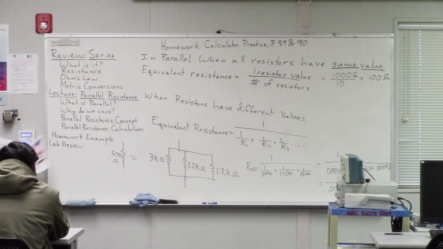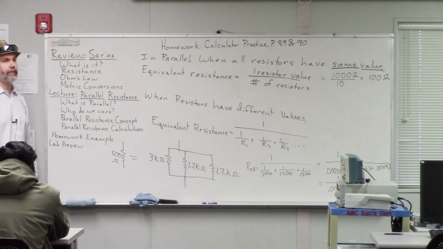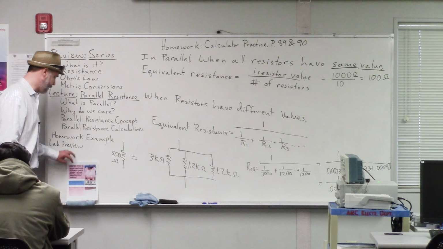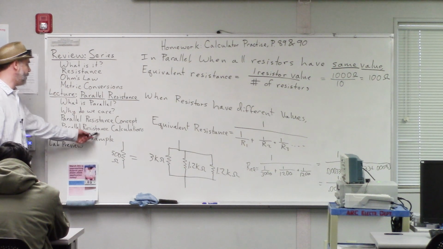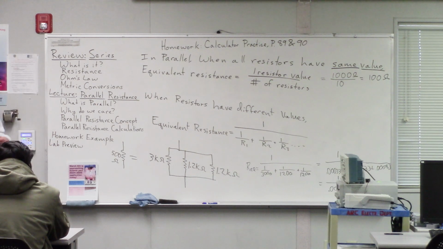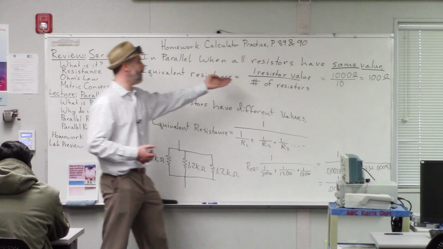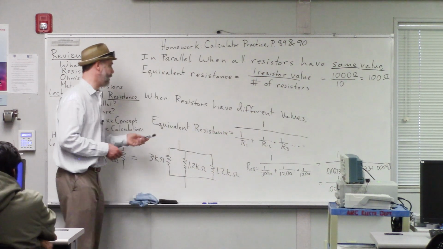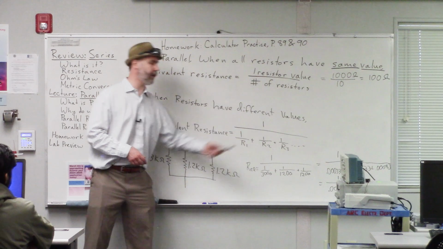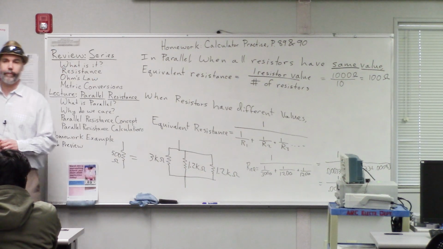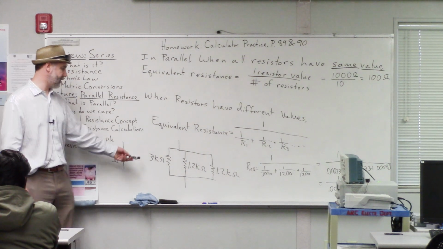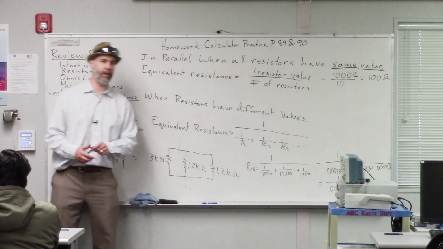So, any questions about that? Okay. All right. So that's how we do equivalent resistance. If all the resistor values are the same, we can use this formula. If they are different, then we can use this formula down here. And no matter what, the equivalent resistance is going to be less than any single resistor in our circuit.